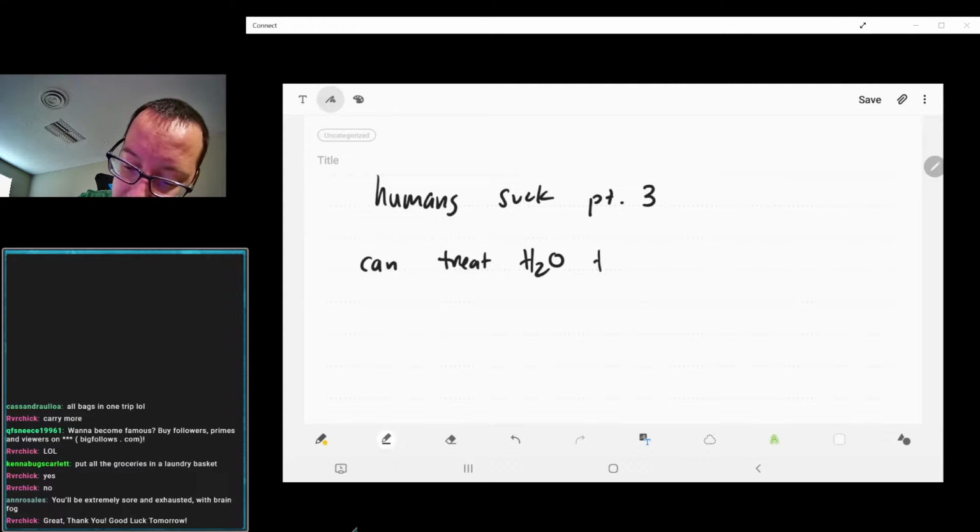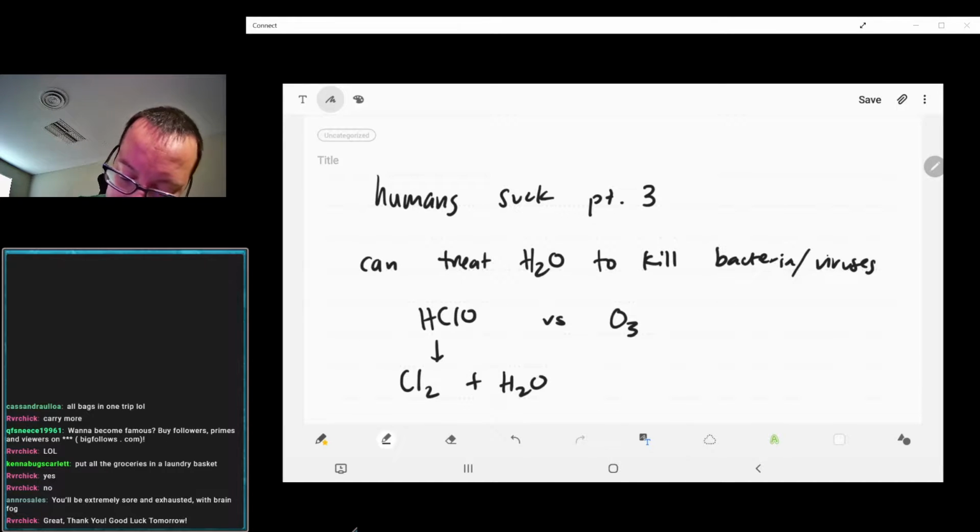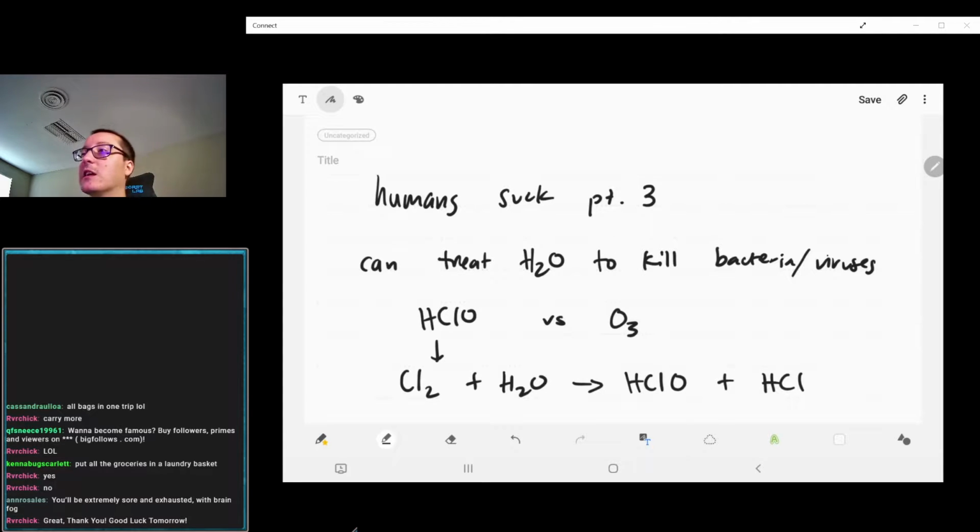So, anyways, with that, last time we saw that we can treat water to kill bacteria and viruses. And so we use two agents. There's two different agents that are commonly used. One of them is bleach, which actually comes from a reaction of chlorine gas or chlorine liquid with water to make hypochlorous acid and hydrochloric acid.